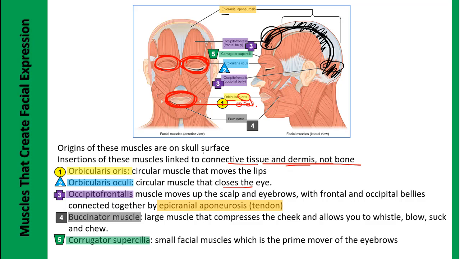The next muscle is the buccinator, and that's the one that allows you to move your mouth, compresses the cheek, and allows you to whistle, blow, suck, and chew. And then you've got the corrugator supercilii, and those are the muscles that move your eyebrows. You can see over here in the green, this is the corrugator supercilii.